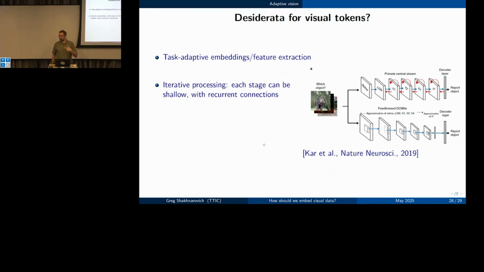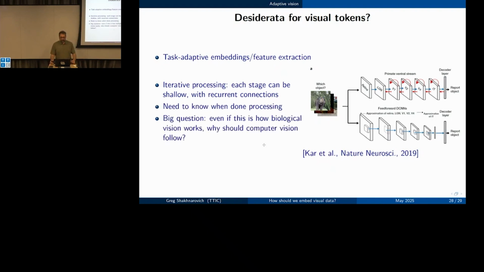You probably need to do it iteratively. We know that the human visual system does it this way. It's much shallower than a typical neural network, but there are also a lot of recurrent connections, and it takes longer. And so you run the image, you say, okay, based on what I've seen, let me look somewhere else, or maybe think some more about the features I've seen. You need to know when this process is done. And the big question is, why does it matter, and should we take any inspiration from this?